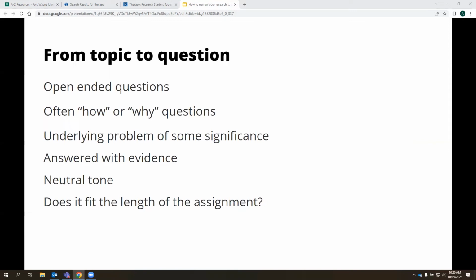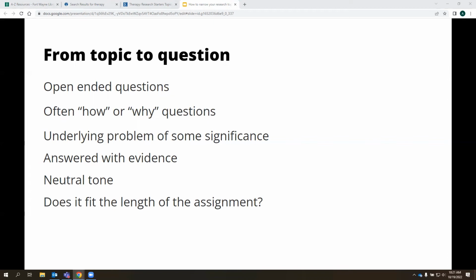Here are some things to consider when developing your research topic into a question. Make sure that your question is open-ended. Avoid yes or no questions. Usually how or why questions are helpful. Make sure that your topic or question has some significance. That way you'll be able to find sources and studies about it.